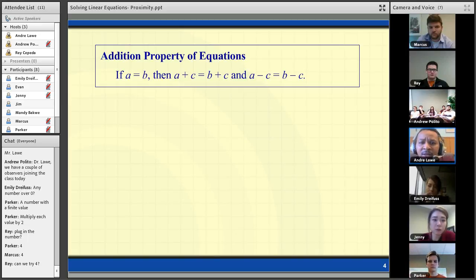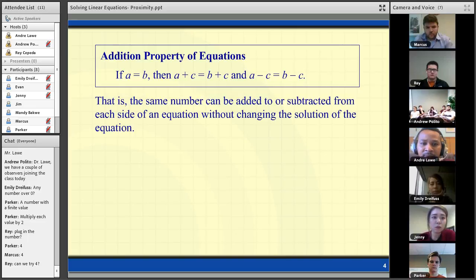One of the properties that we use is what we call the addition property. Okay, so we know that if A is equal to B, then A plus C is equal to B plus C. And again, we're just using variables here to represent real numbers, right? And then A minus C is equal to B minus C. That means the same number can be added to or subtracted from each side of the equation without changing the solution of the equation.